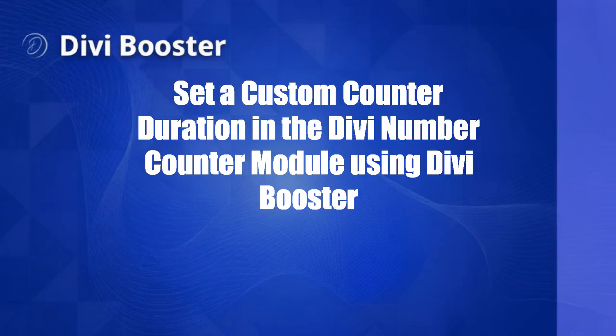To set a custom counter duration in the Divi Number Counter module, one of the easiest methods is to use the counter duration option available through the Divi Booster plugin. This plugin provides a simple and effective way to control how quickly the number animation plays, allowing you to match the duration seamlessly to your design preferences.